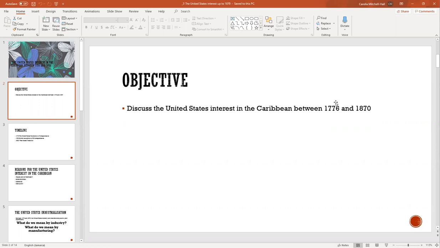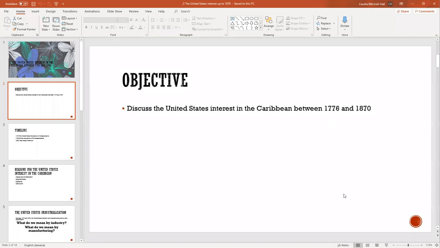Yes, sorry. The 13 colonies would have declared themselves independent and they form what is now the United States. So, what was the interest of this new country in the Caribbean between 1776 and 1870? So, that is the year that we are cutting off.